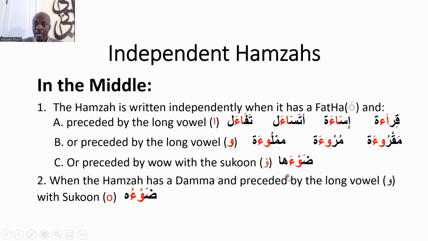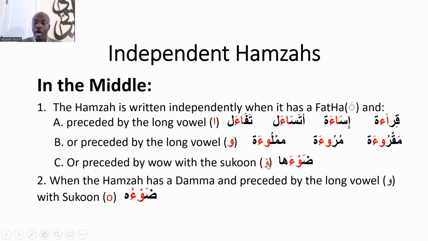C, when the hamza has the fatha, that's still the case, and is preceded by waw with the sukoon. When any letter, say the long vowel waw, alif, or the long vowel ya, has the sukoon, these behave like consonants, not long vowels anymore. So this one, I won't call it the long vowel, but it's a waw with the sukoon. So the hamza also sits alone when it's preceded by waw with the sukoon.